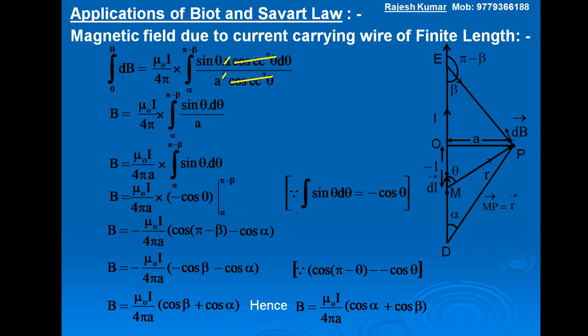So this is the magnitude of magnetic field due to a current carrying wire of finite length, and the direction can be found by the right hand screw rule. So thank you very much.